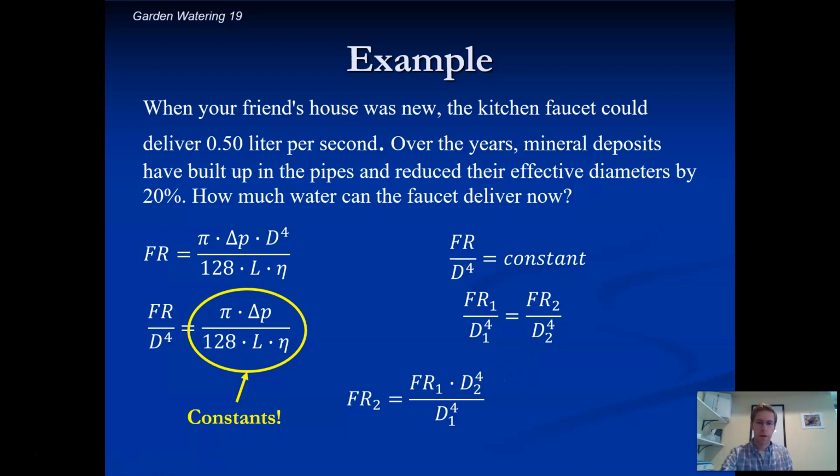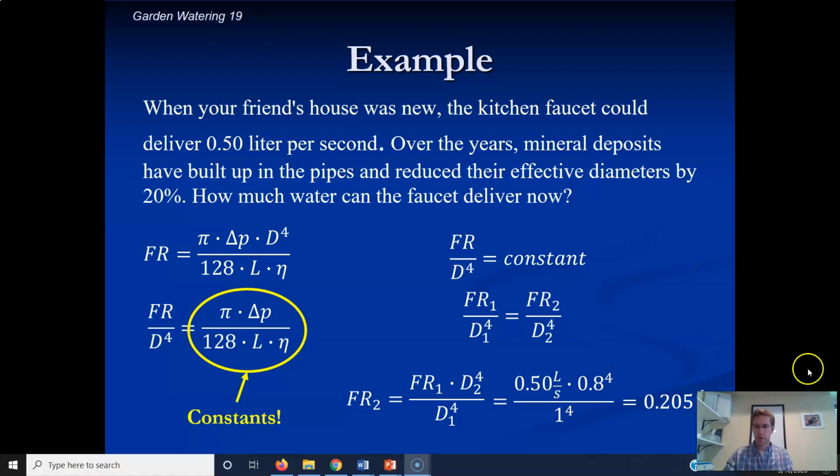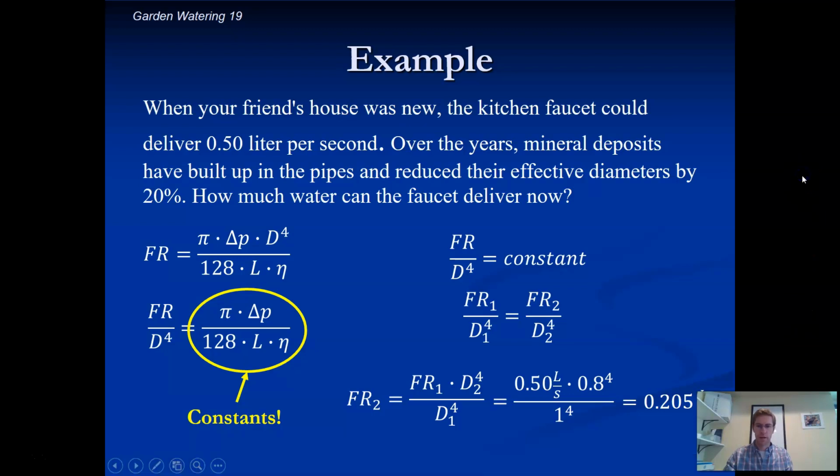Well, let's see. Our first flow rate we know is 0.5 liters per second. Our first diameter we don't know, but it's been reduced by 80%, or excuse me, by 20%. So I'm just going to choose my original diameter to be 1, and my new diameter to be 0.8, since that's 20% less. So if I do 0.5 liters per second times 1 arbitrary unit to the fourth on the bottom, and then we have 0.8 to the fourth on top, we do the math, and look what we get. So we get 0.205 liters per second as our flow rate, which is indeed box-worthy.